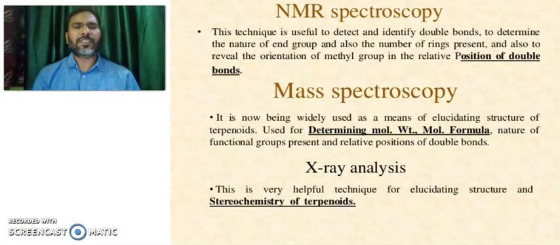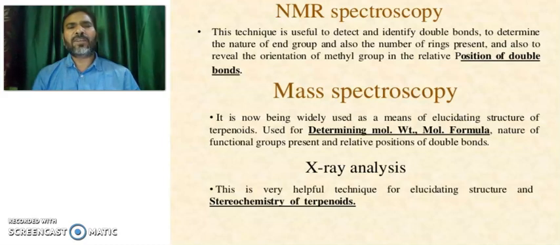Now friends, nuclear magnetic resonance spectroscopy, NMR, is also useful in elucidation of structures of terpenoids. This technique is useful to identify double bonds, to determine the nature of end groups and also the number of rings present, and also to reveal the orientation of methyl groups and the relative positions of double bonds.